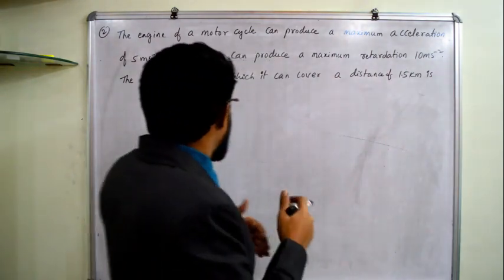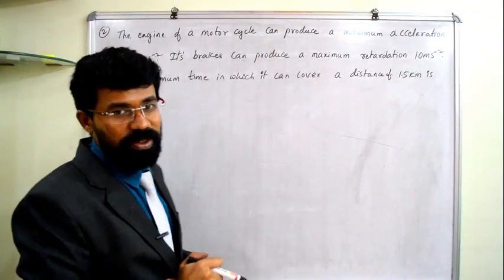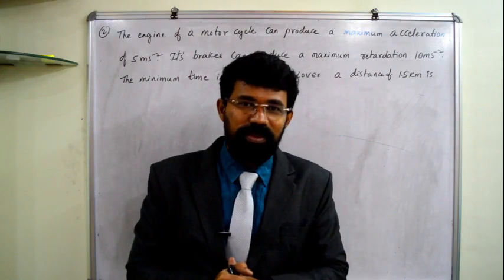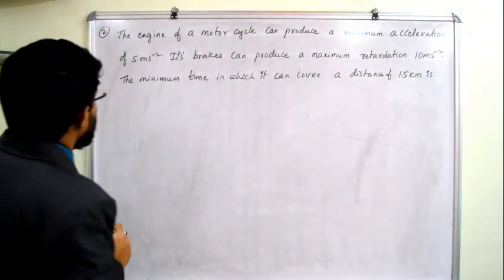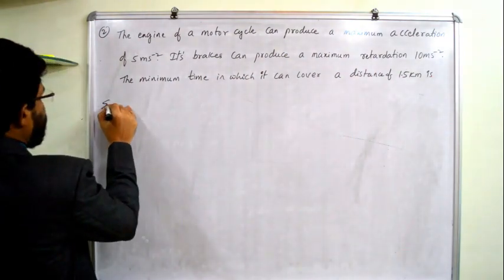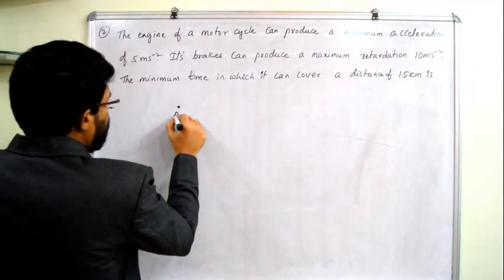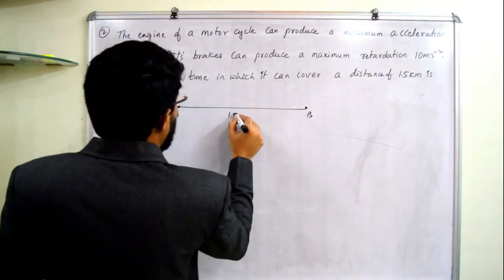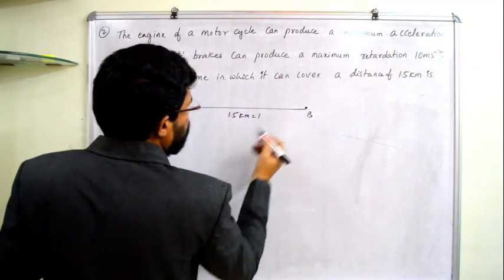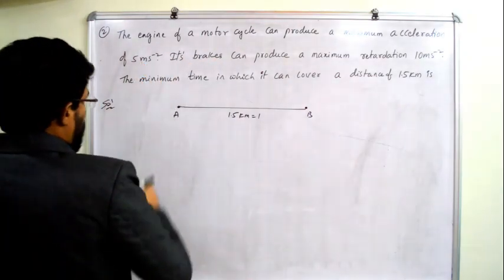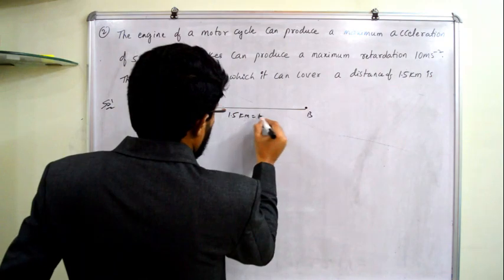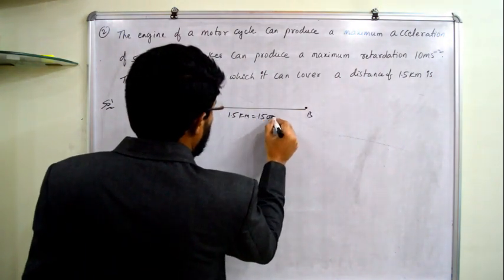So, in what minimum time is this task possible? That is what you have to find out. Okay. So, let us see the solution. I'll consider that there are 2 points here, A and B, which are separated by a distance equal to 1.5 kilometers. Here acceleration is given in meter per second square, right? So, I'll convert this into meters, 1500 meters.